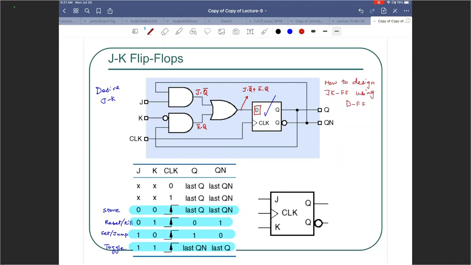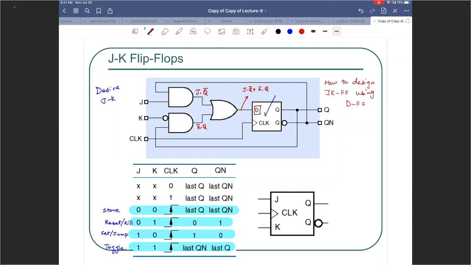We are going to spend some more time on the excitation tables. But that's the main process here, those three steps. Next state of the desired flip-flop. Excitation table of the given flip-flop. Combine them to write the input of the given flip-flop in terms of the inputs of the desired flip-flop.